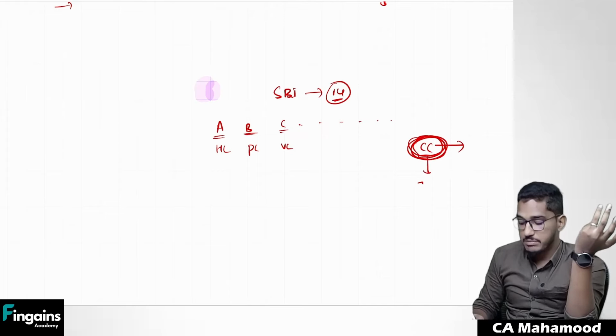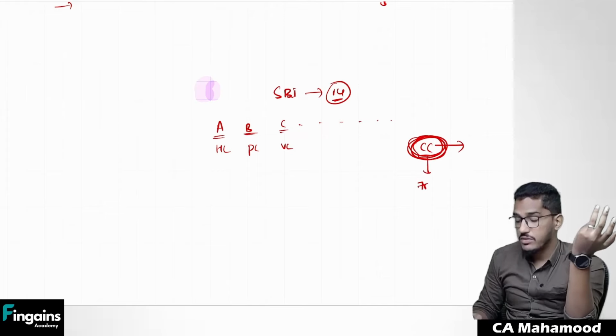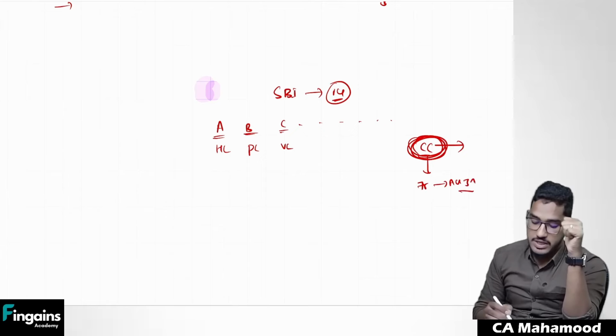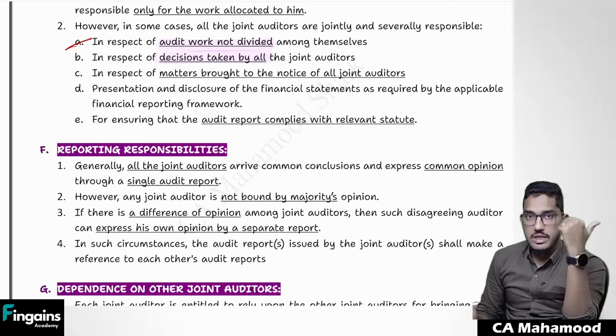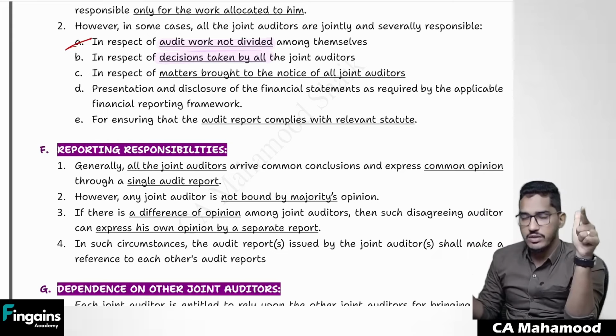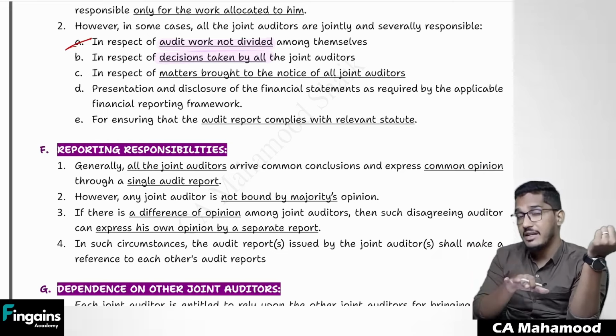If in the credit cards something wrong happens and the auditors were unable to identify it, who will face the consequences? All the joint auditors. Why? Because this is an undivided work. So the first area where there will be joint and several responsibility is in respect of undivided work. Similarly, when some decision has been taken by all the joint auditors collectively, who has to face the consequences if something goes wrong in that decision? All the joint auditors. Why? Because the decision was taken by all. If something goes wrong in that decision, everybody has to face the consequences.